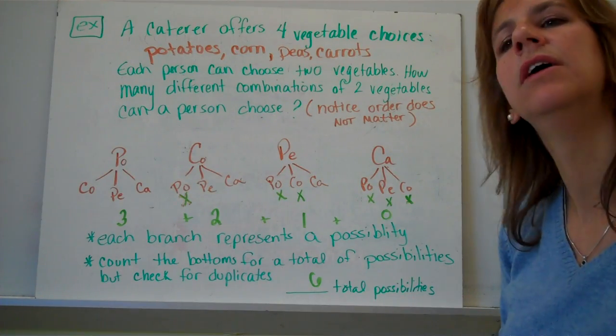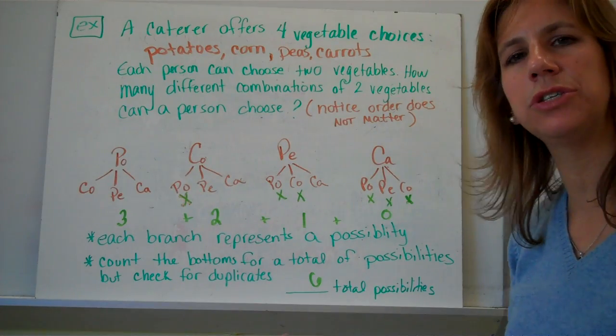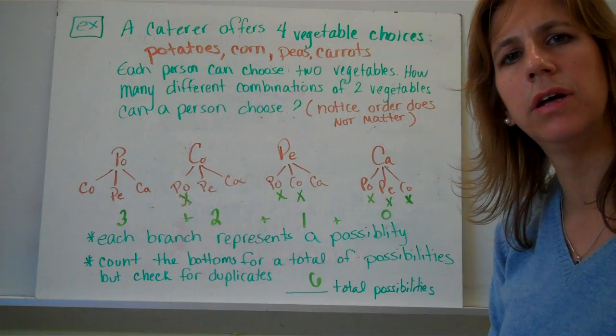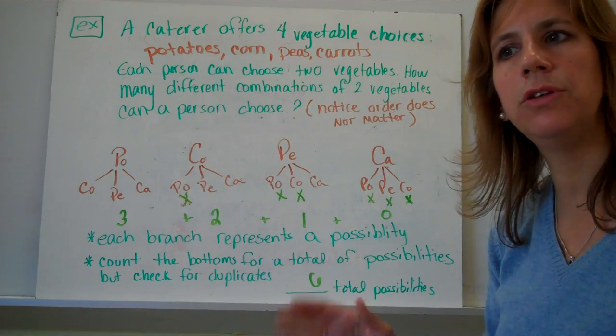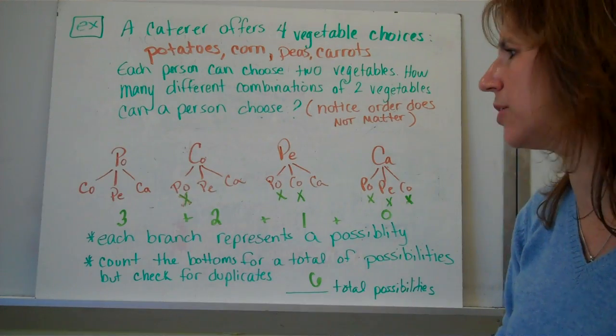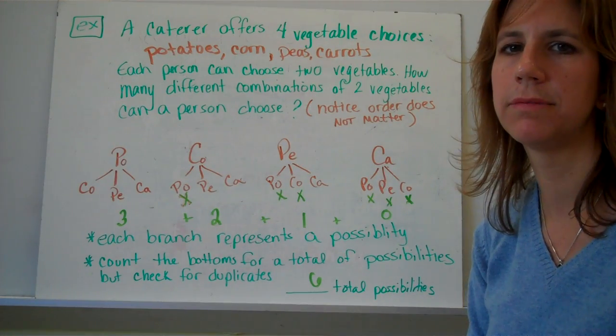6 possibilities. As you're reading through these questions and using tree diagrams to solve, make sure you're thinking carefully. Does the order matter? If the order matters, then you can certainly add up the tree branches at the bottom. If the order does not matter, make sure you take out those duplicates.